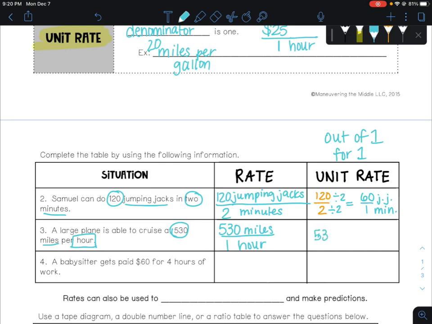So another way we could write it, just to show you a different way, is 530 miles per hour. So another way you could write it, since it's a unit rate, it has a special one, you could do MPH for miles per hour. Or if it helps you, just leave it like this, and then you could do the miles per hour so that you really see that that 1 is there.